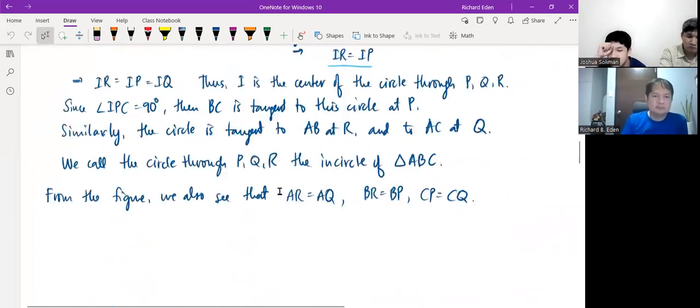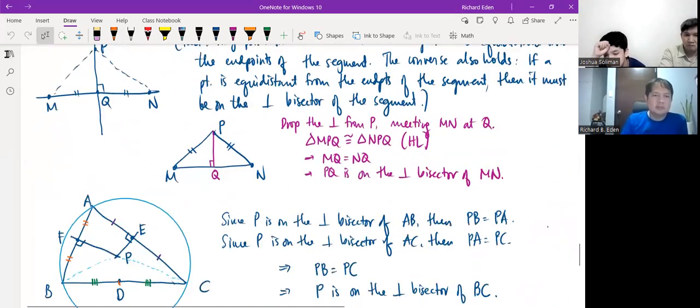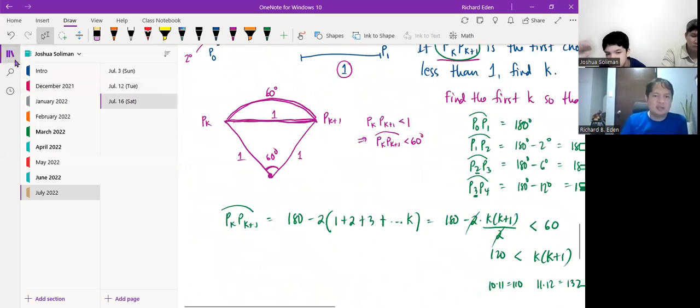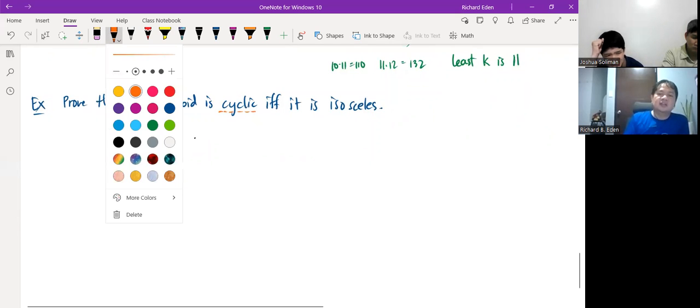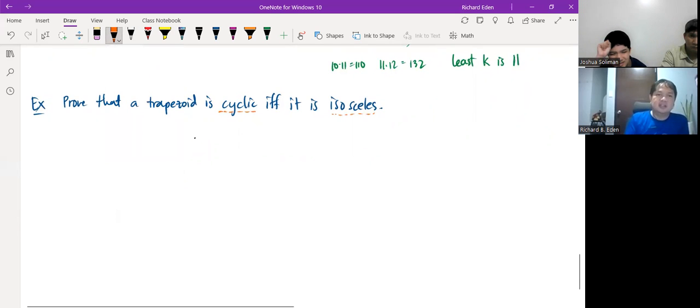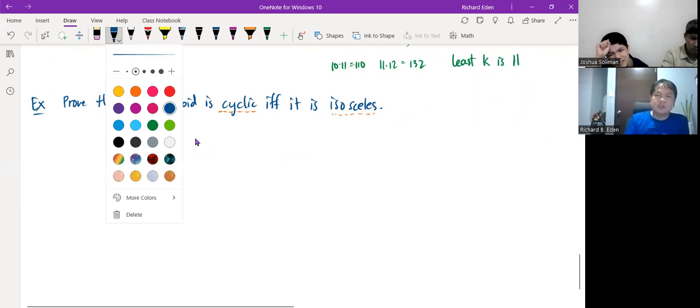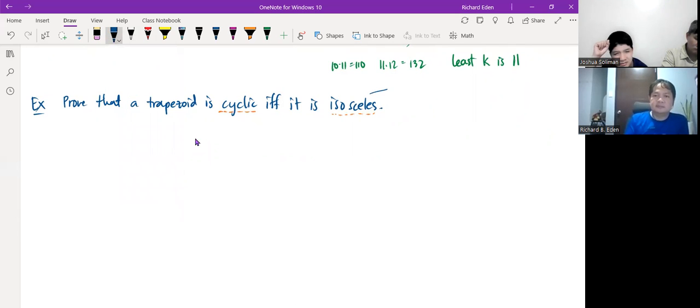So, wait. Oops, wrong page. So ito. And then when we say a trapezoid is isosceles, can you imagine what that means? Are you familiar with that term? Yes, it's that the non-parallel sides of the trapezoid are equal.